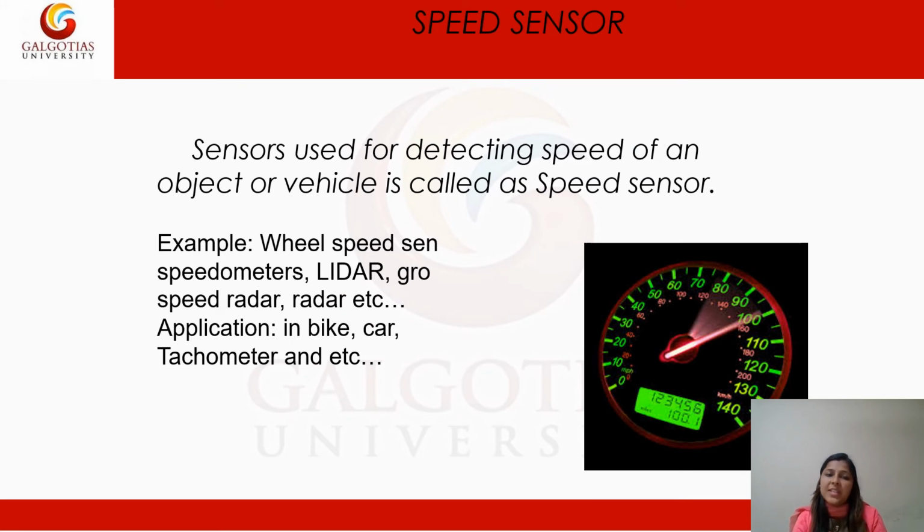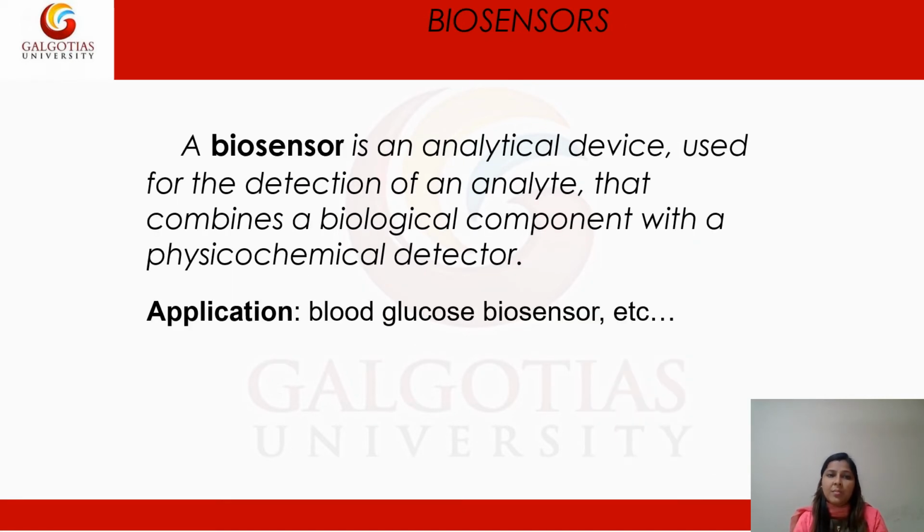Next one is the speed sensors. These are used for detecting the speed of an object or any vehicle. Its examples are wheel speed sensors, lidar, gyro speed radar, and these are mostly employed in bikes, cars, tachometers, etc. Next is the biosensors. It's an analytical device used for detection of an analyte that combines a biological component with a physiochemical detector. Its application is measuring blood sugar.